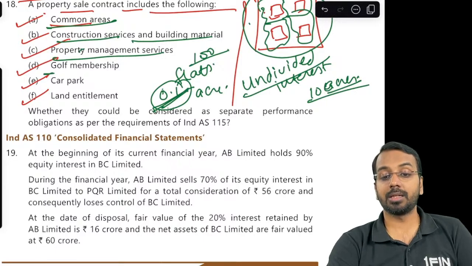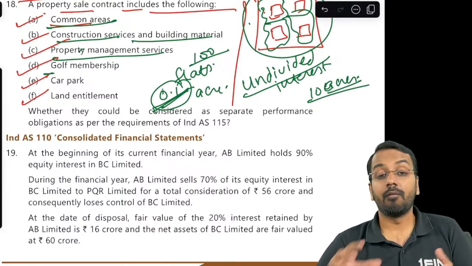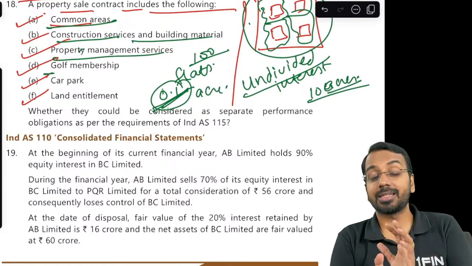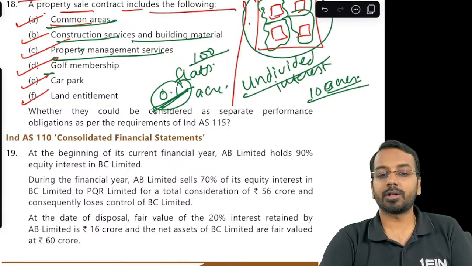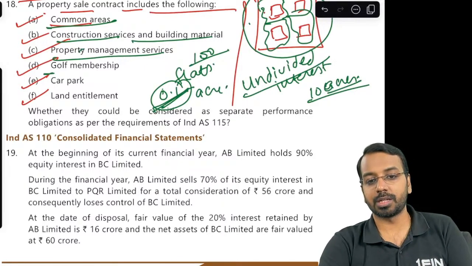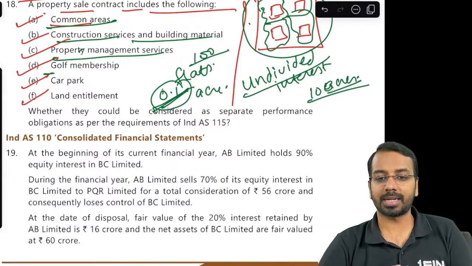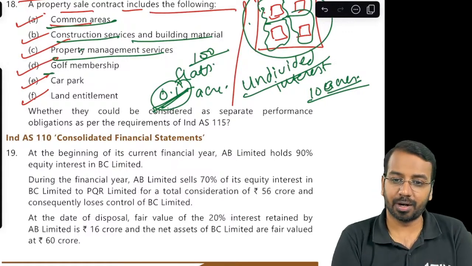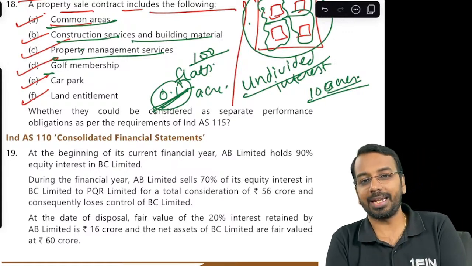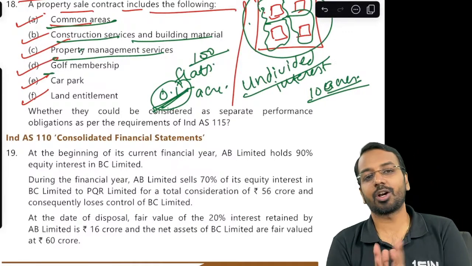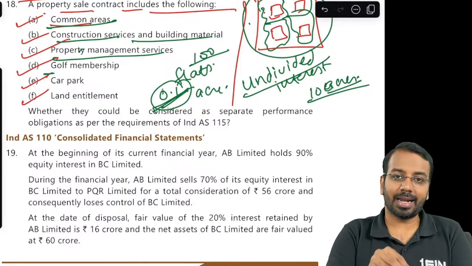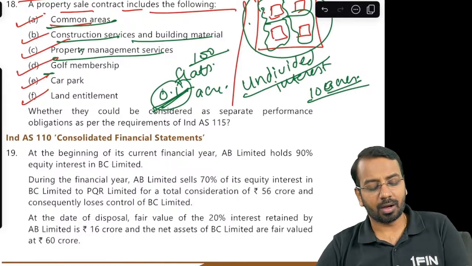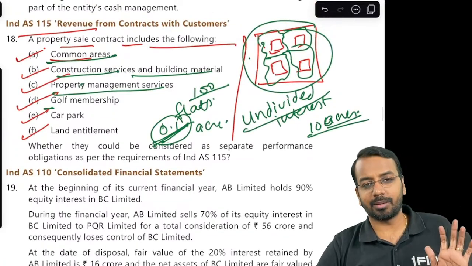Now, to answer this question, you have to see whether there is a separate performance obligation. For something to be a separate performance obligation, what do we need to understand? First, the goods or services being transferred are identifiable separately from the other promises in the contract. Correct? So, in the contract, I should be able to separately identify. For example, can I identify land entitlement separately?